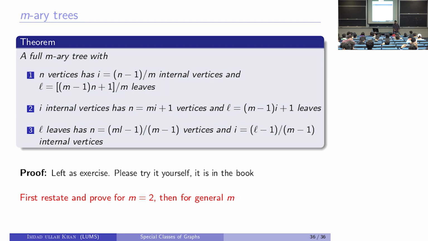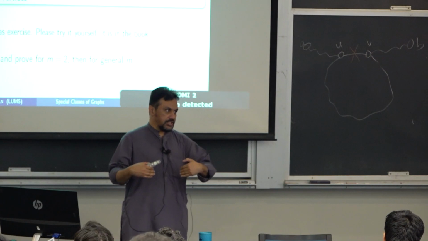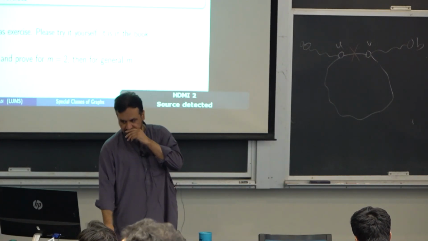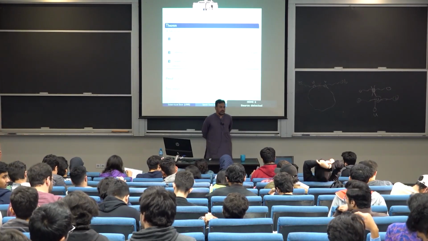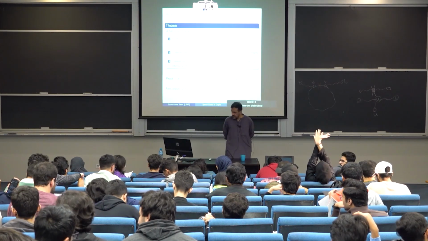Here's one more statement that I leave as an exercise for you. Go home, in every textbook you should be able to find this. A full M-ary tree has how many leaves, how many internal nodes, how many leaves with certain properties. Okay, that's it.